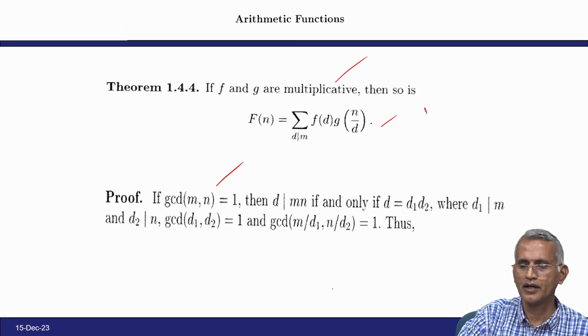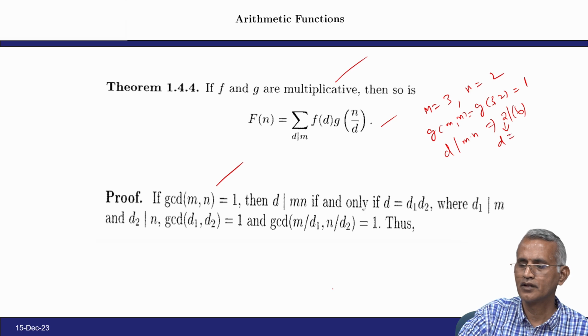So, m is equal to 3 and n equal to 2, and then the GCD of m comma n is equal to GCD of 3 comma 2 equal to 1, and then you take d divides m into n. It means this implies 2 divides 6, right. It means 2, that is here d, and then d can be expressed as d1 and d2, which is only possible as 2 into 1.